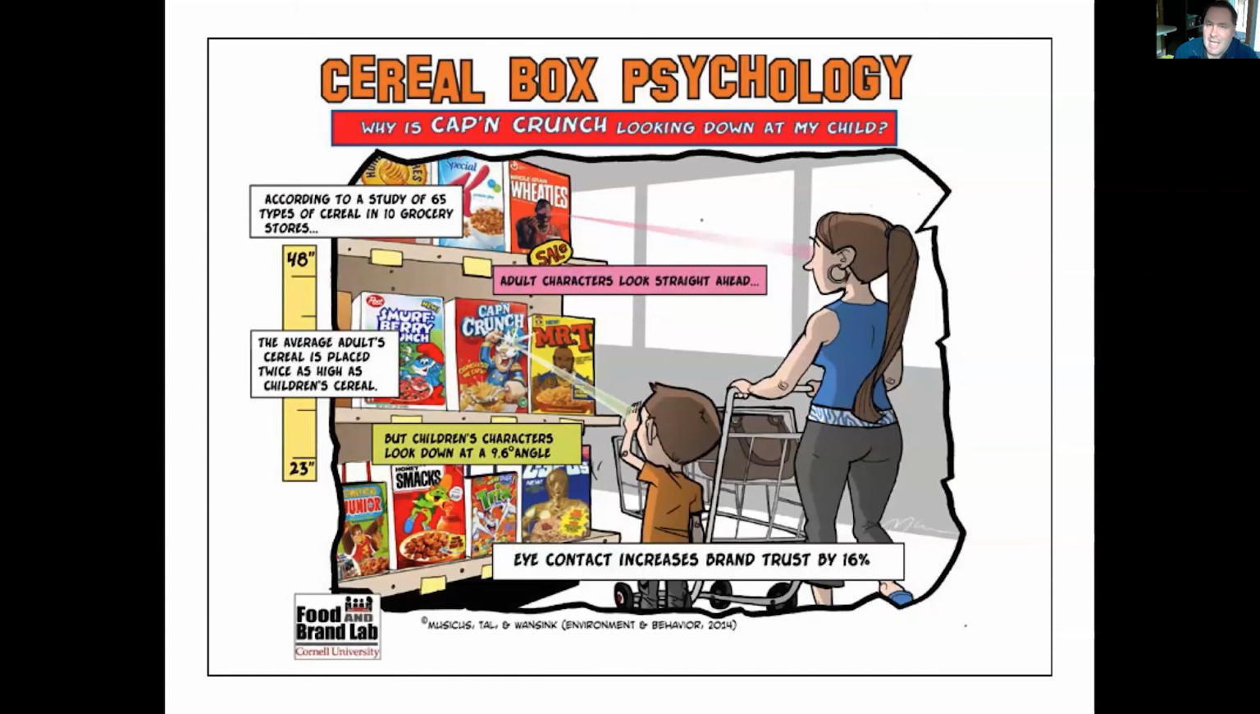So there is a psychology behind cereal boxes and how they relate to the kids who are with their parents going in saying, I want this, and they are able to reach it, grab it and put it in the cart themselves. So there is a whole psychology to it. The adult ones are usually on top for the adult to reach.